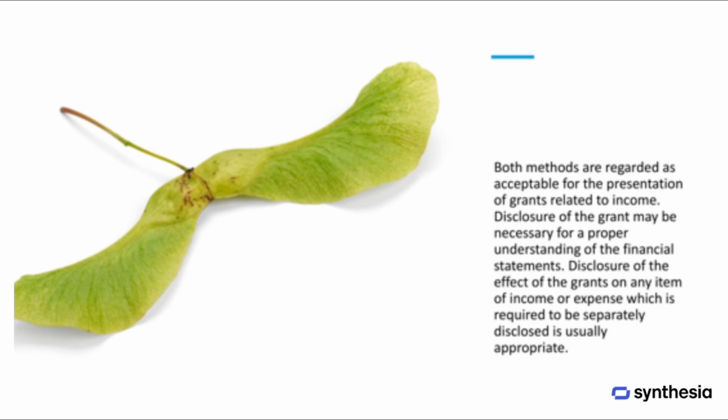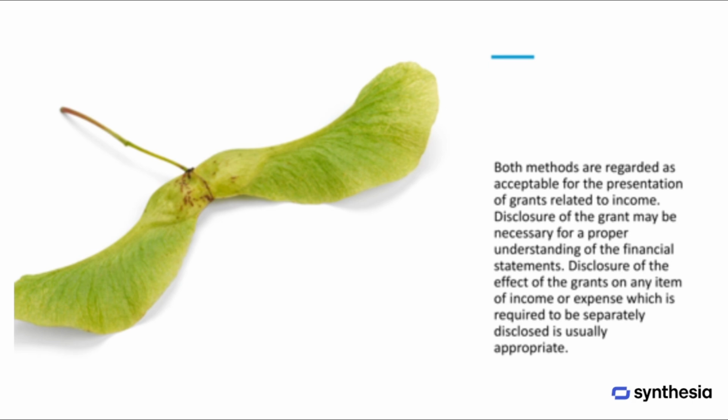When it comes to presenting government grants related to income, there are two acceptable methods. The first method is to show the grant separately as part of income, either on its own or under a general heading like other income. The second method is to deduct the grant from the related expense.